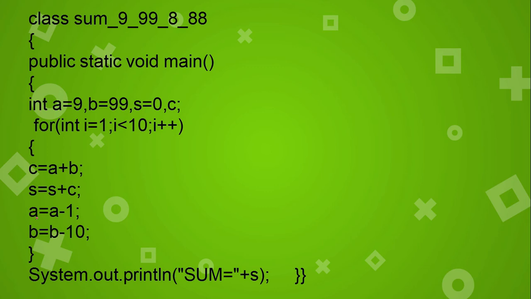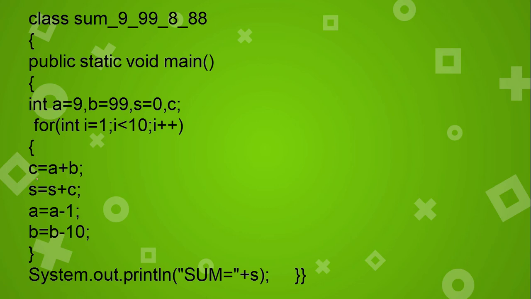What is the next a value I need? 8. What is the next b value I need? b value I need 88. So 99 minus 10 is 88. That is this. b means already b is 99, 99 minus 10. What is a? a is 9, 9 minus 1. Okay. Now in order to print the sum, we need to go through this process 10 times. Then only we will print the sum. So this process will be continued 10 times.